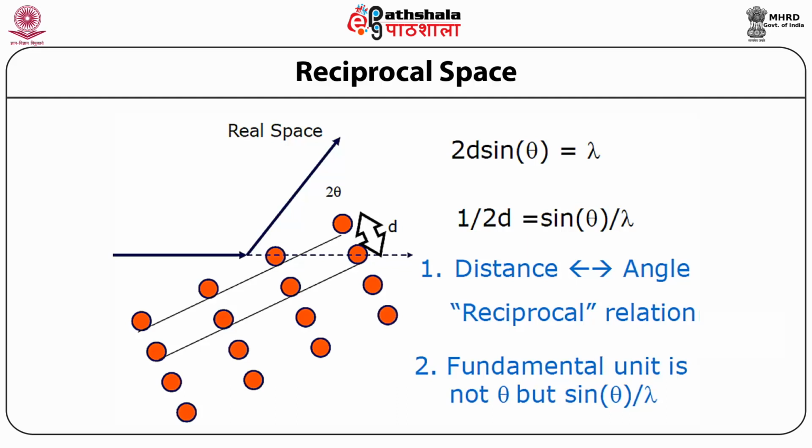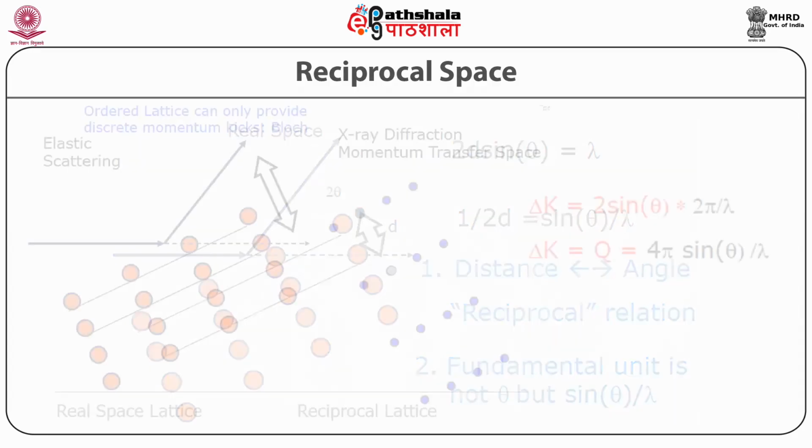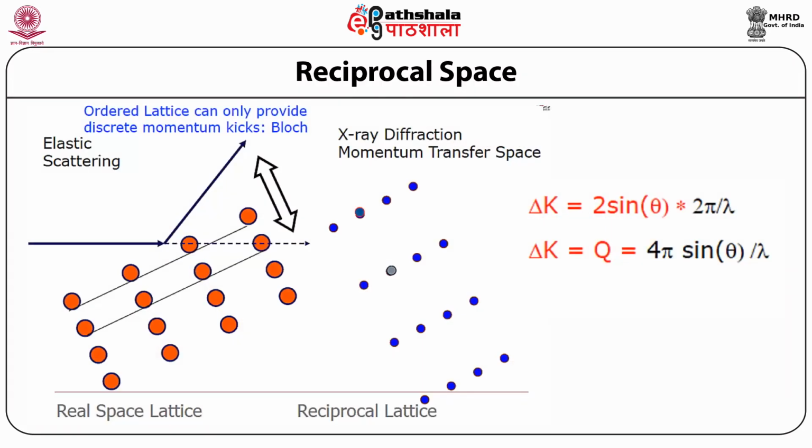That's why we call it a reciprocal space, because it has inverse of the dimension of length, which is shown here. So that is the idea of this. You see in this slide, this is more clear.